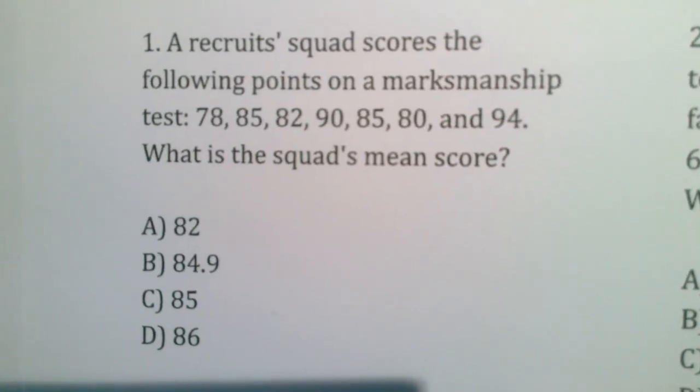All right? So, a recruit squad scored the following points on the marksmanship test. So, my ASVAB people, here you go. 78, 85, 82, 90, 85, 80, and 94. What's the squad's mean score? Is it A, B, C, or D? Okay, give it a try. So, finding the mean.